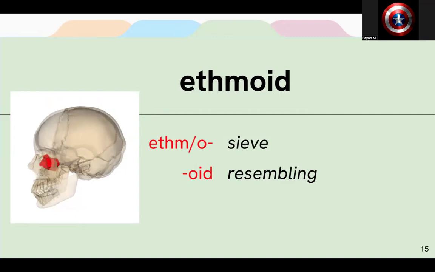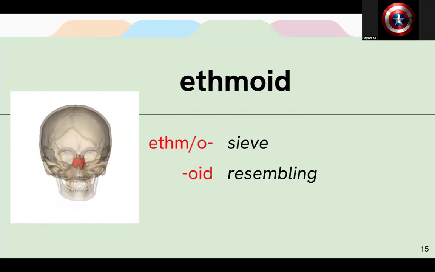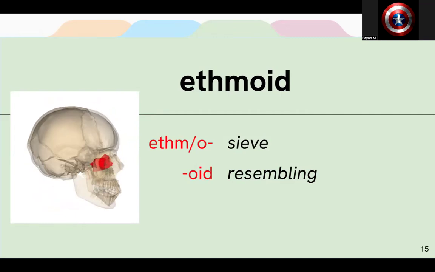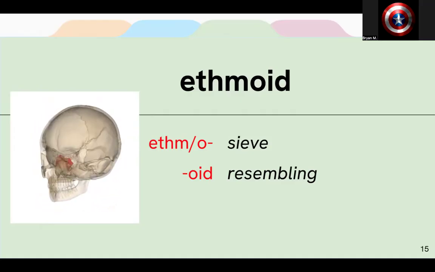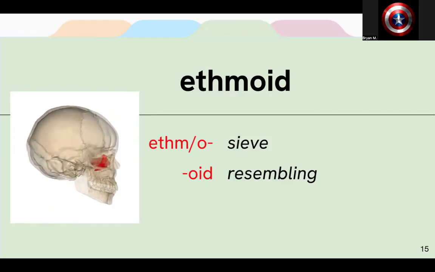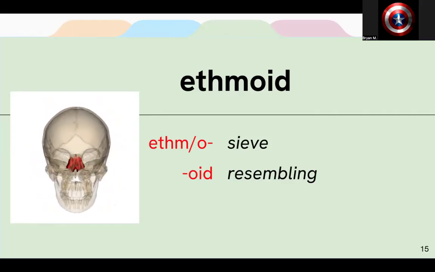The ethmoid bone forms the posterior nasal septum and the medial walls of the eye sockets. Ethm or ethmo, derived from the Greek word ethmos, meaning sieve or strainer, plus suffix oid, which means resembling.